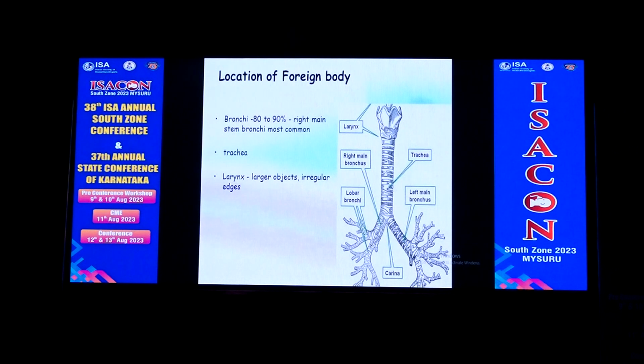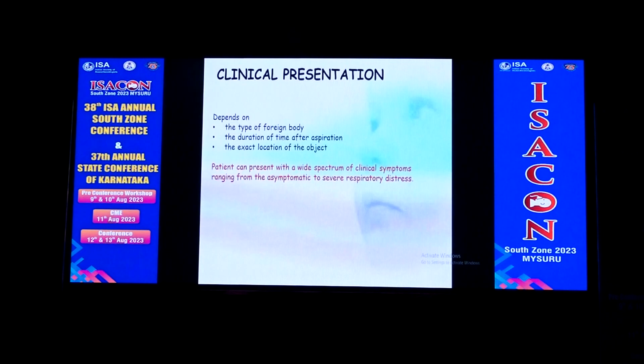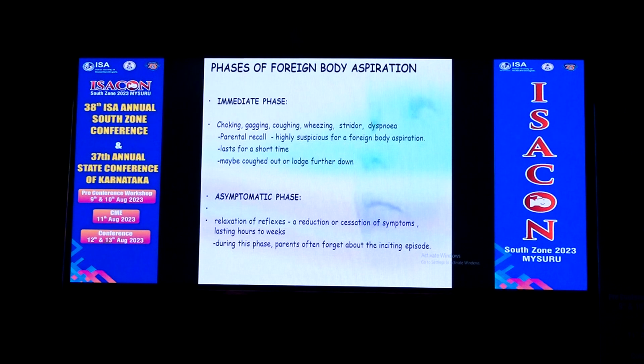Majority of the foreign bodies are lodged in the bronchial tree, the right side being more common than the left. The rest lodge in the larynx and the trachea. The clinical presentation depends on the type of foreign body, the duration of time after aspiration, and the exact location where the foreign body is lodged. Patients can present with a wide spectrum of clinical symptoms, ranging from a totally normal asymptomatic child to a child in severe respiratory distress. There are 3 phases in which the child presents, or the child presenting in one phase will progress from one phase to the other.